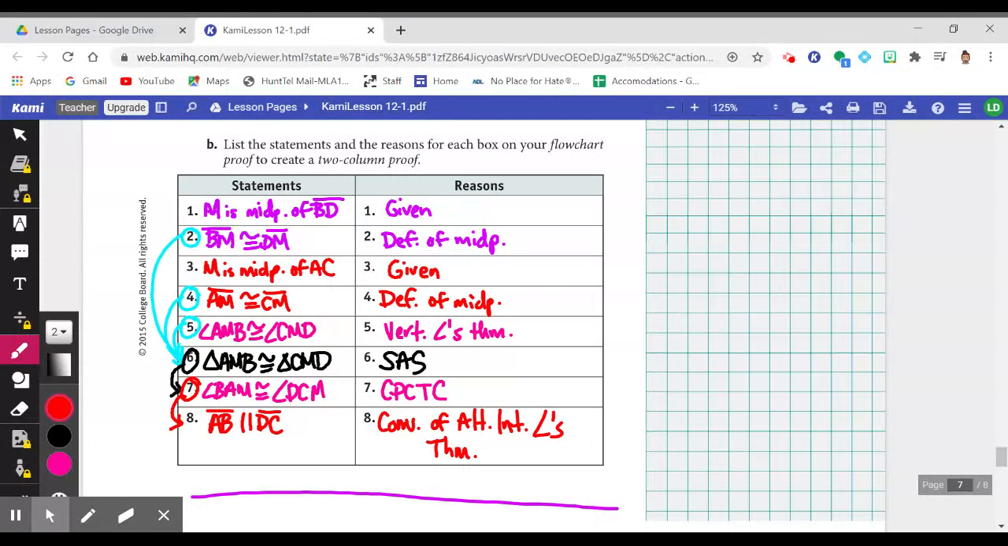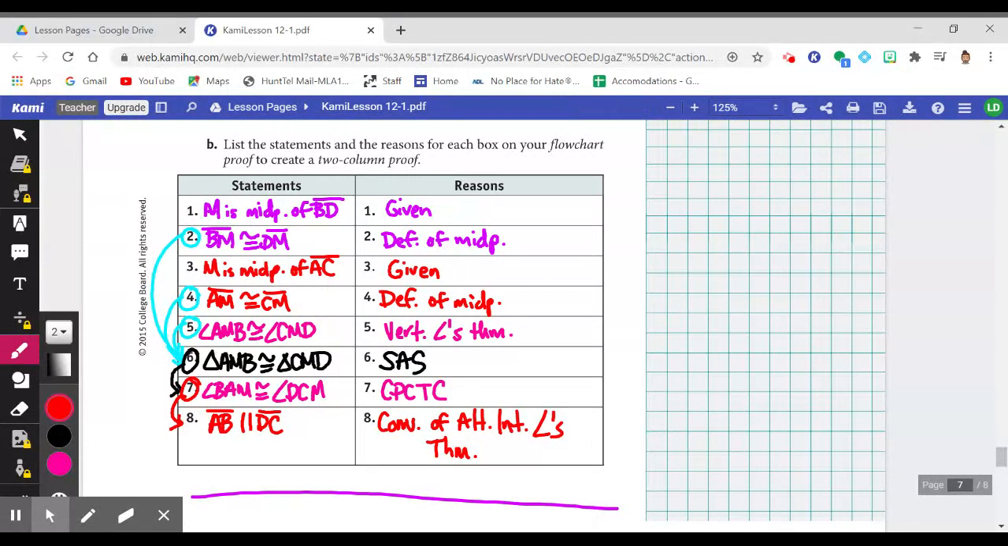Statement 1 and 2 are related because M is the midpoint of BD, so BM is congruent to DM. Statement 3 and 4 are related because M is the midpoint of AC, so AM is congruent to CM. And we looked in the diagram and said these two angles were congruent because they're vertical angles. These three statements, the ones I've circled here in blue, are all tied to statement 6, which tells me the two triangles are congruent because of side angle side.